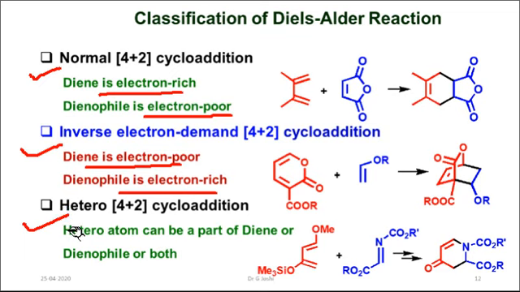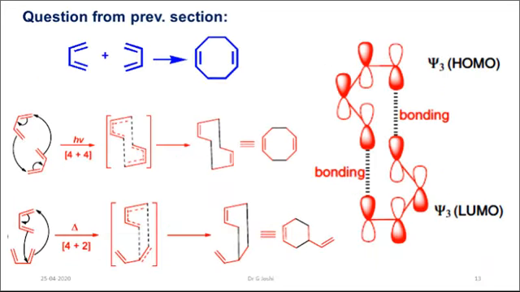And the third one is hetero 4+2 cycloaddition, in which a heteroatom can be a part of the diene or dienophile. Here we can see that heterocyclic compounds can be synthesized easily. This is also 4+2 addition. This is normal 4+2 addition. We'll discuss one by one separately.